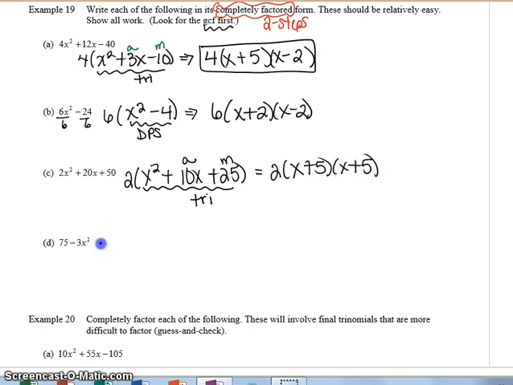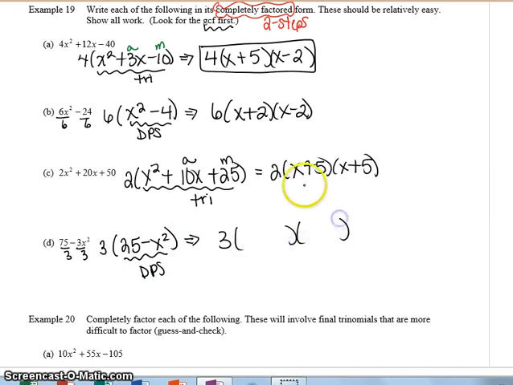Last one, GCF out of 3. So divide each of those by 3, and you're left with 25 minus x squared. This is a DPS left over. Okay, so keep and carry the 3. Only thing you have to be careful with, this gave the number first. So the square root of 25 is 5. Those are your first terms. One's plus, one's minus. Square root of x squared is x. So there's my final answer.